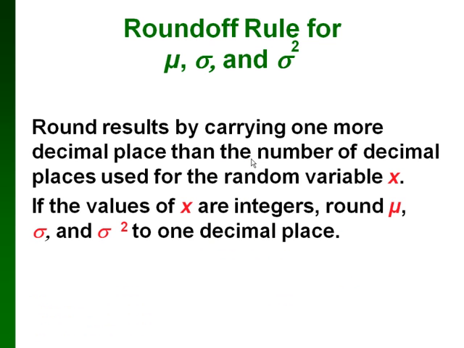When we're finding values for mean, standard deviation, and variance with probability distributions, just like we did in previous chapters, we're going to carry our results to one more decimal place than the number of decimal places used for our original values of our variable. So as in the previous example where our values were whole numbers, we want to carry it to one decimal place.